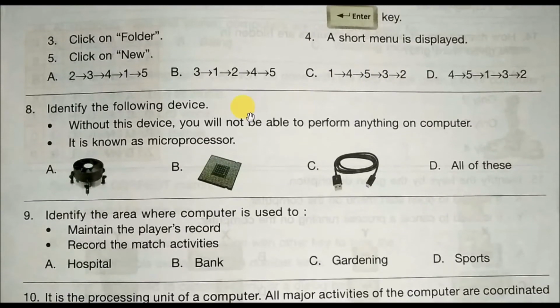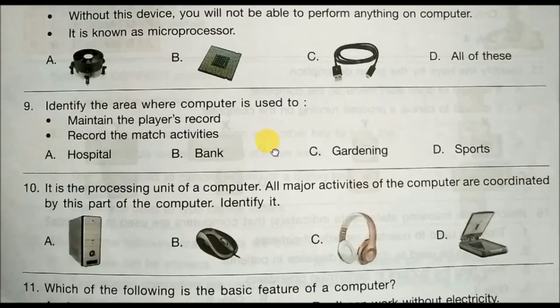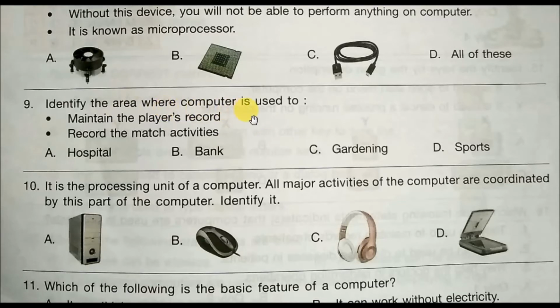Next question is, identify the following device. They have given the hints. Hints are, without this device you will not be able to perform anything on a computer, and it is known as microprocessor. Now look at the options carefully. The answer is B, because this chip is called a microprocessor, and without a microprocessor you will not be able to perform anything on a computer.